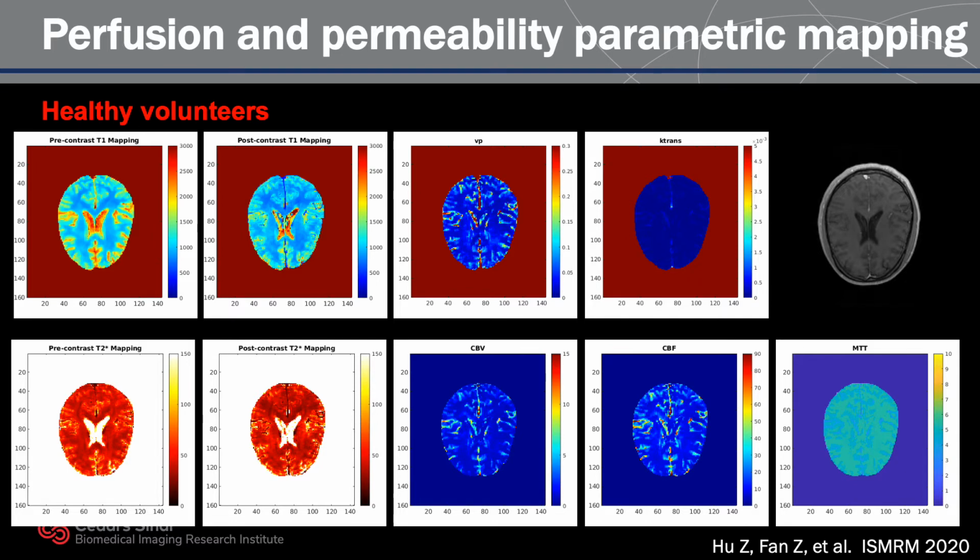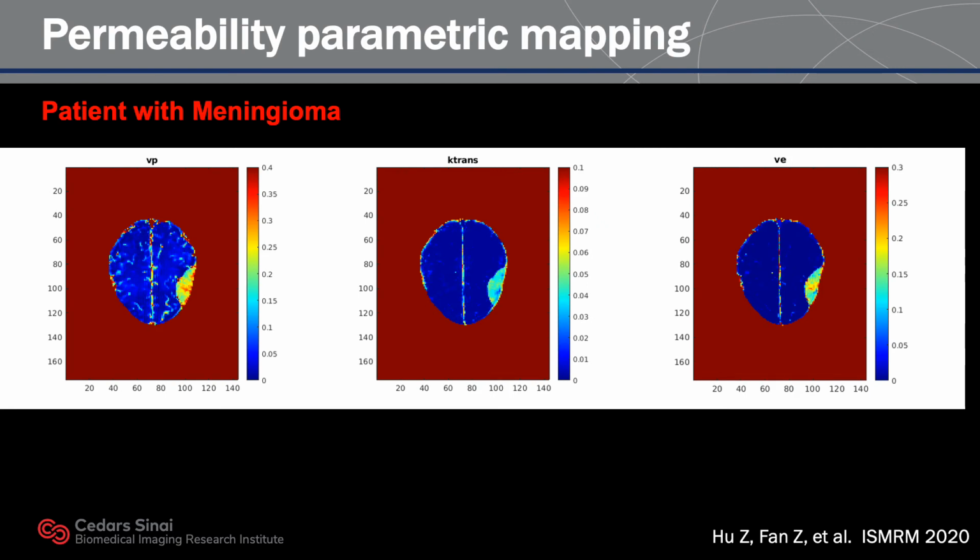Zhehao and Zhaoyang applied multitasking to DCE imaging in the brain. Again, the major advantage of multitasking is better than 1-second temporal resolution, which allows accurate quantification of perfusion and permeability parameters. This is a patient with meningioma, which is clearly delineated in Vp, Ktrans, and Ve maps.